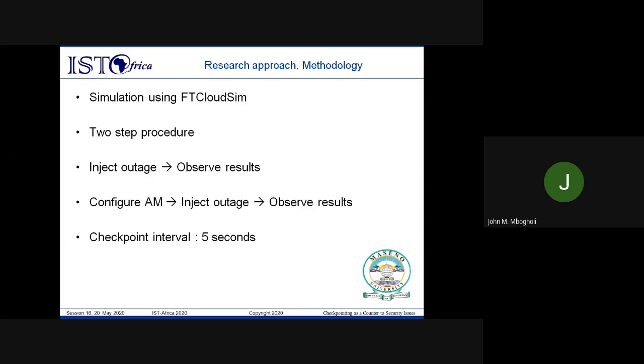So in our first step, we just wanted to confirm that our injector was working. So we simply injected the outages and then observed the results. In the second step is where we configured our availability mechanism, again in the simulator using Java, and our availability mechanism in this instance was checkpointing. We configured checkpointing in our FT CloudSim and then injected our outages using the injector and the normal distribution, and then observed the results. The checkpoint interval that was used was a 5-second interval. This is in line with what we found out from our literature, where it had been suggested that a checkpoint interval of 5 seconds is ideal to use, and this is what we programmed in the simulator.